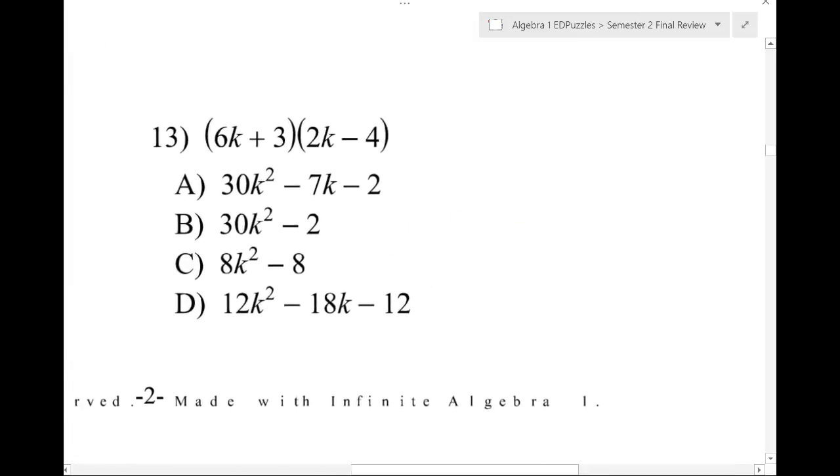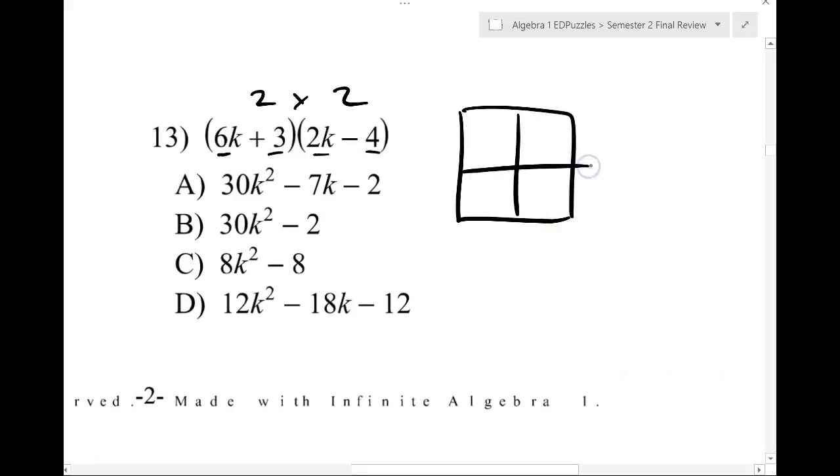Okay, now number 13. Okay, so a couple different ways you can do this. I'm sure your teachers all taught you maybe different methods. The one that we use in my class is we use the box to multiply these two binomials. So if you have two terms here and two terms here, then that's a 2 by 2 box. And I'll show you guys a couple ways to do this. Do 6k, and then you put the 3 right below that, and then on the top we put 2k and minus 4, and then we just multiply and fill in the boxes.